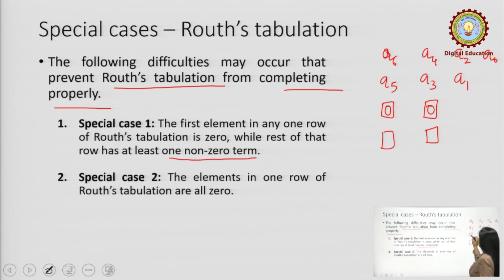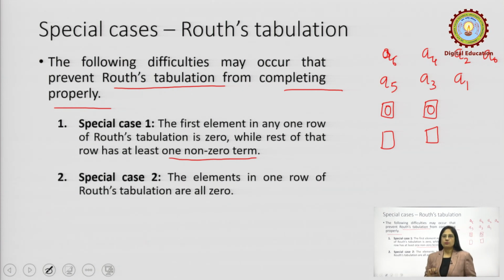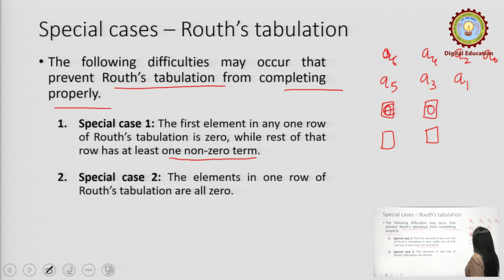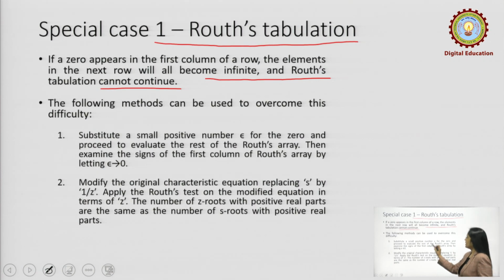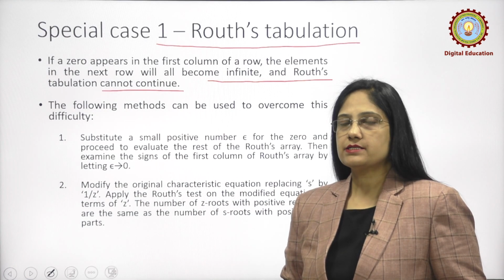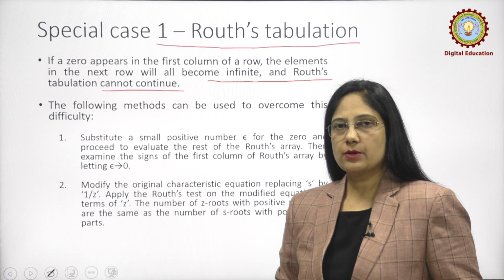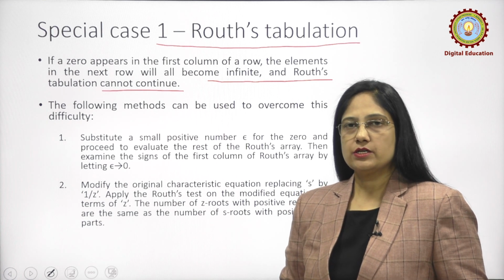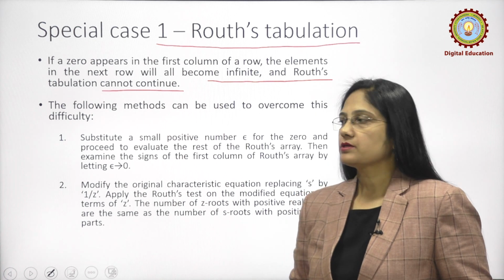For example, now we have obtained a 0 here. So, we replace that 0 with a very small positive number and go ahead with the tabulation. That is, we substitute a small positive number for the 0 and proceed to evaluate the rest of the Routh's array. And then we determine the signs of the first element of each row and then decide the stability. So, instead of keeping 0, we substitute the 0 value with a very small positive epsilon.